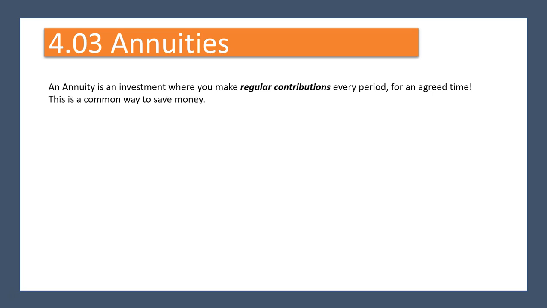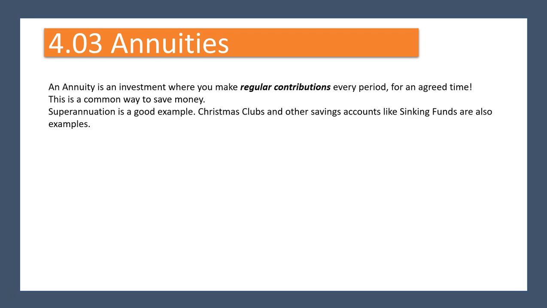So it's a really good way to save money because we can afford these smaller deposits. We have committed to putting that aside, and it's like a forced saving. Superannuation is a good example. Christmas clubs are good examples. And savings accounts like sinking funds are also examples. So if you see any of those words, you need to make the connection directly to an annuity. Please make note of these names.